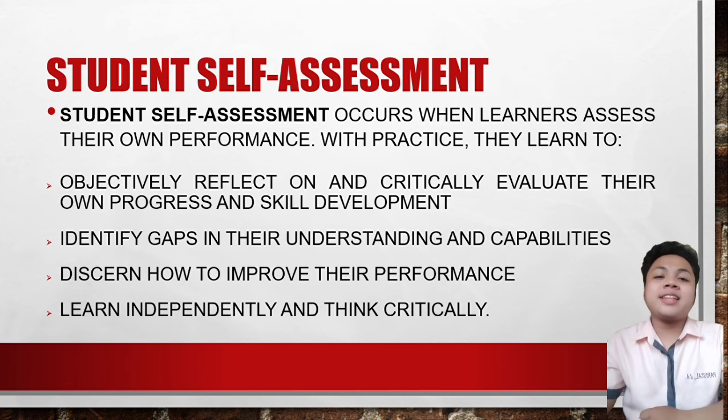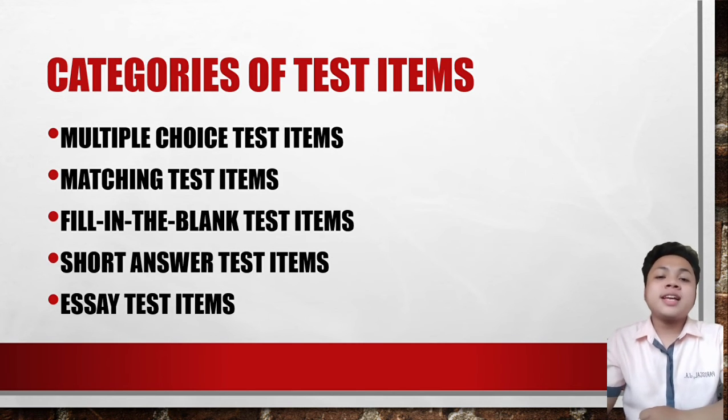Lastly is the categories of test items. There are several common kinds of test items. For objective tests, students answer multiple choice questions, matching items, and fill in the blank items. The other kinds of test items are short answer responses and essays. So we have multiple choice test items. These offer several answer choices. The test prompt or question is known as the stem, for which you choose one or more of the answer options. You can have one or many.